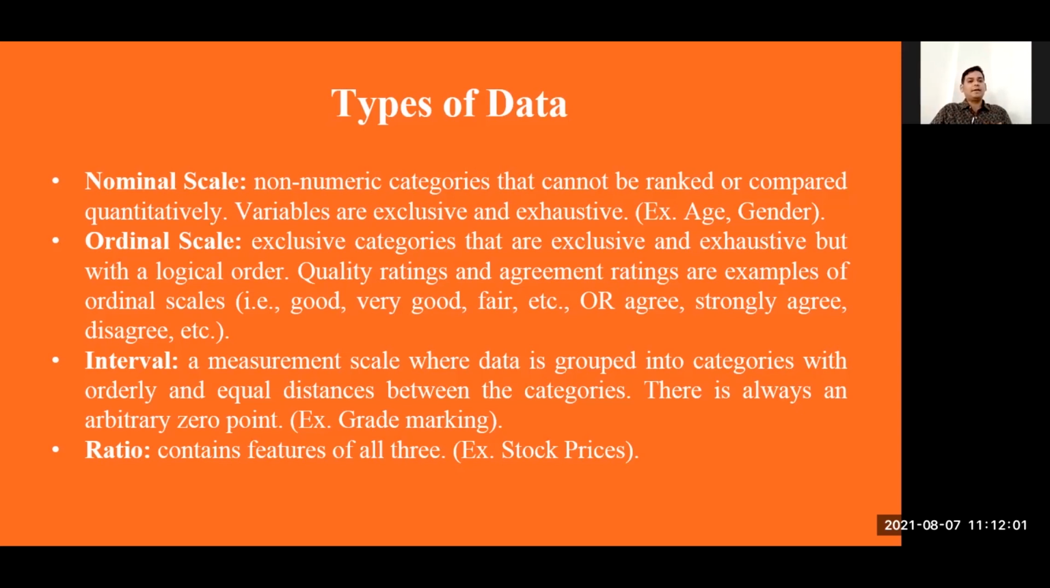Then we have the interval data. What is interval data? Interval data is a measurement scale where data is grouped into categories with order and equal distance between the categories. There is always an arbitrary zero point. Let's suppose grade marking. If we talk about CGPA, and based on the CGPA we allot grades to the students: A grade, A plus grade, B plus grade. So we have some intervals of marks. If you achieve this interval, you will get this grade. If you achieve this interval, you will get this grade. So this is called interval data.